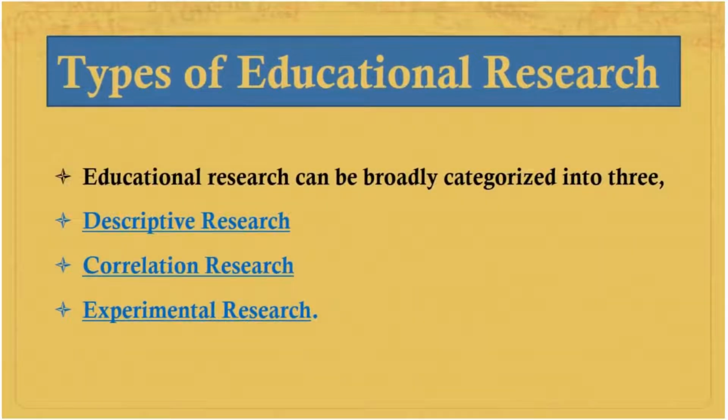Types of educational research. Educational research can be broadly categorized into 3. Number 1. Descriptive research. Number 2. Correlation research. Number 3. Experimental research.